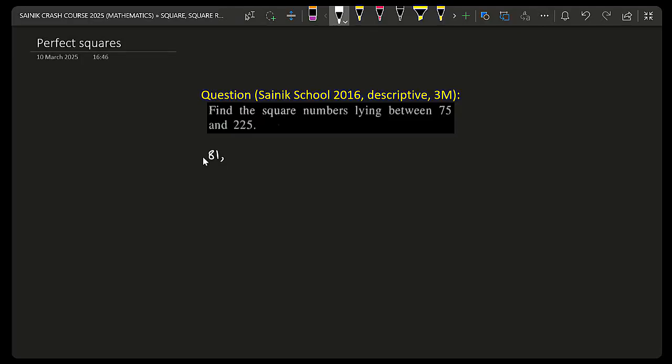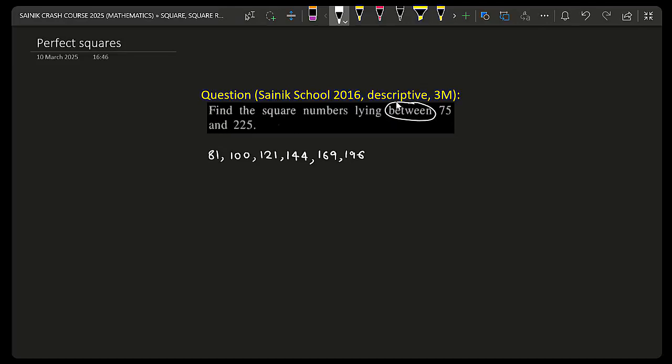Then 10 square, 100. 11 square, 121. 12 square, 144. 13 square, 169. 14 square, 196. And 15 square, 225. You should not write 225. Why? Because they said between.